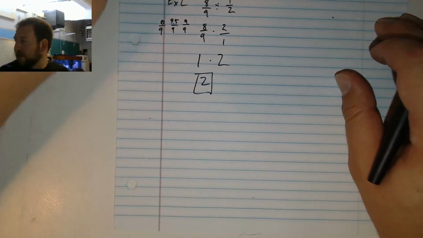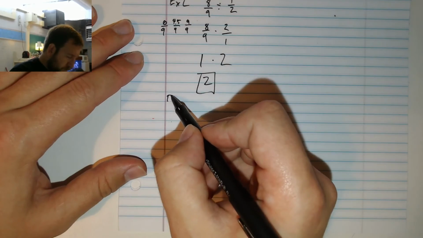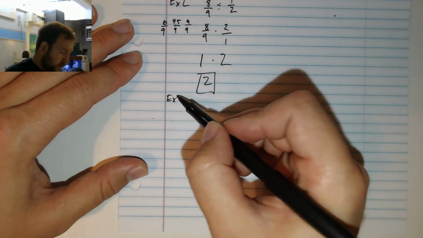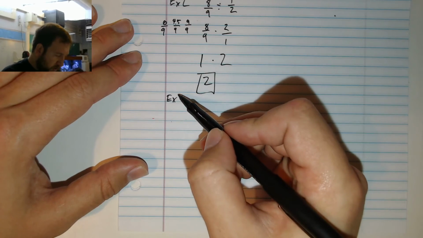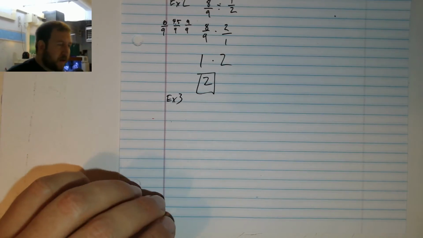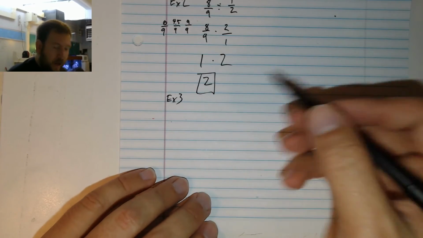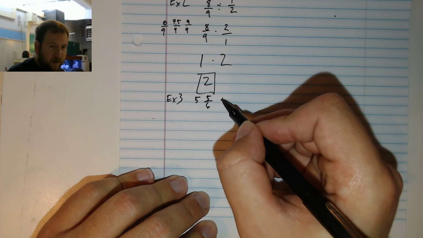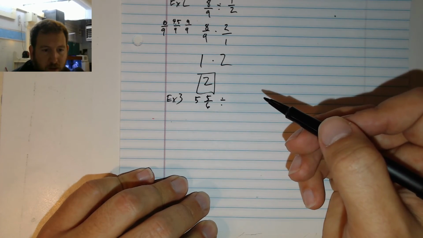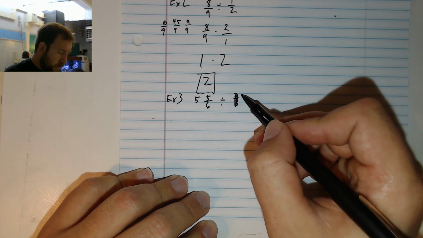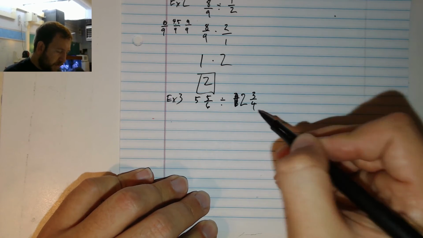Okay, I think I can fit one more example on this page. If you feel like you understand it, go ahead and go on. I'm going to do maybe 2 more or so, depending on if I get tired of this. We'll see. Okay, let's look at another one with mixed numbers. We have 5 and 5/6 divided by 2 and 3/4.